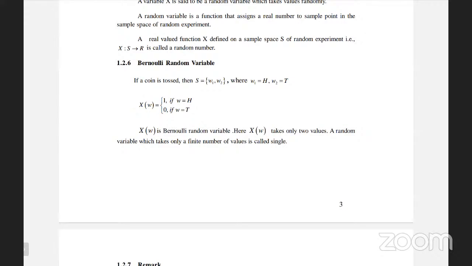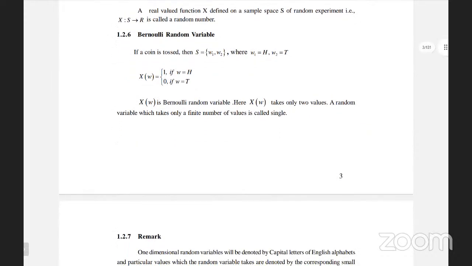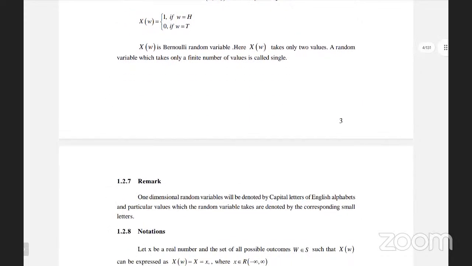A Bernoulli random variable is one where we represent the outcome as either zero or one. That is called a Bernoulli random variable.